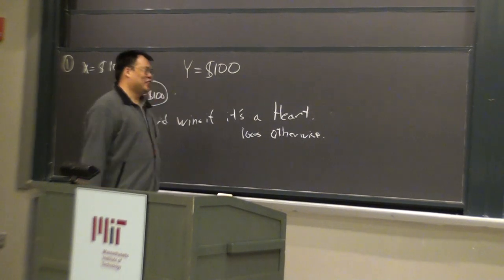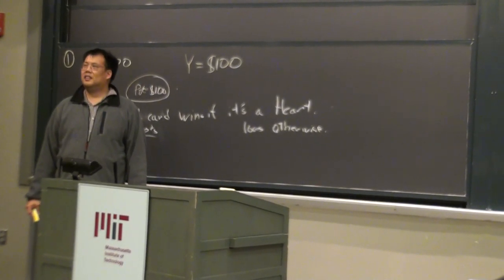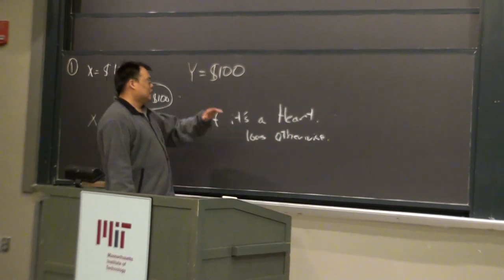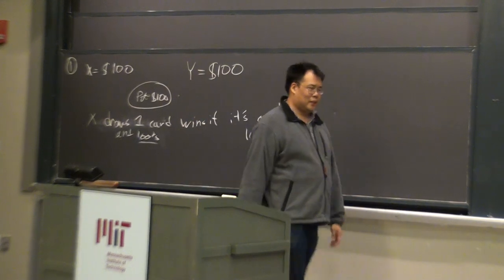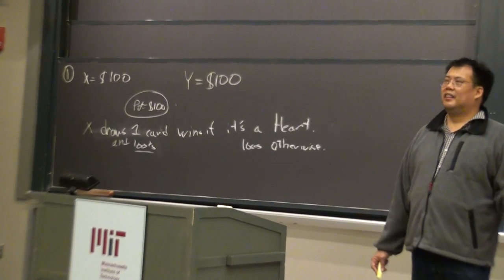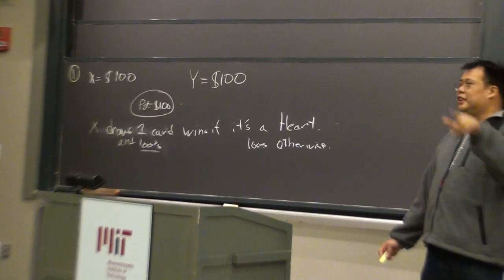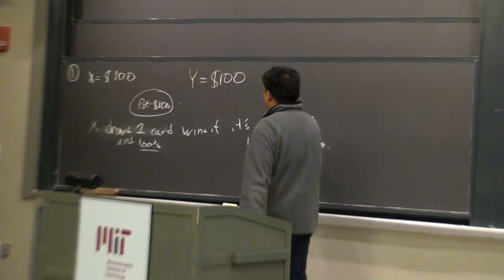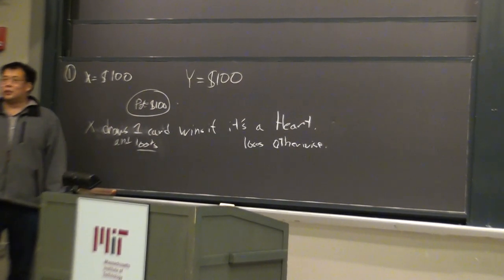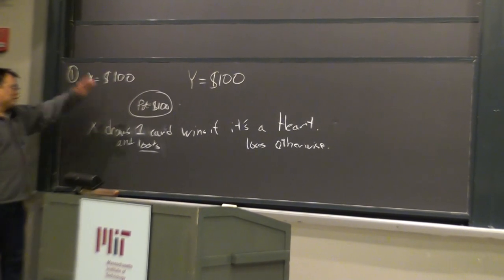What's Y's correct strategy? Call. No. If X bets when he has a heart or a spade, Y should call. Why? He's getting what? Y is winning $200 if he's right, and he's losing $100 if he's wrong, right? So he's getting 2-1. This is a simple pot odds calculation.